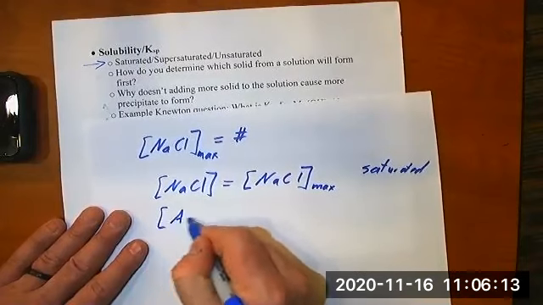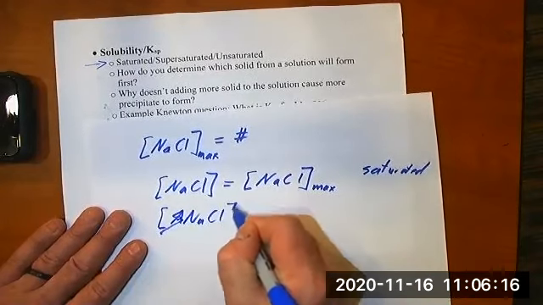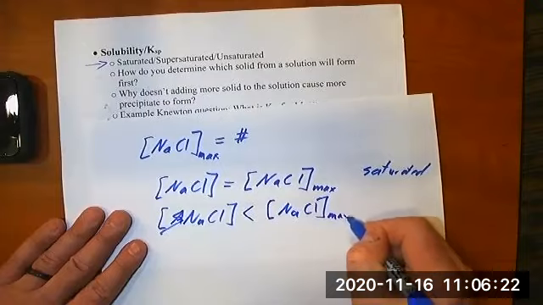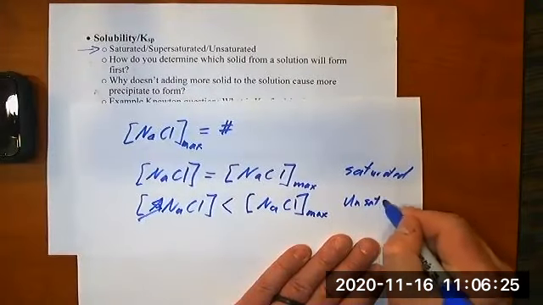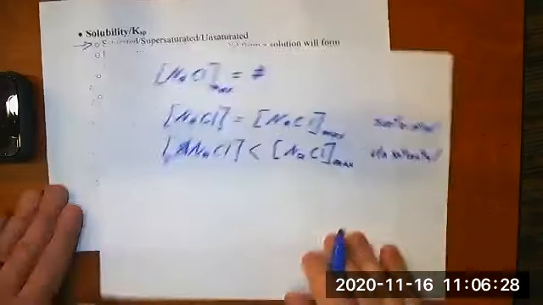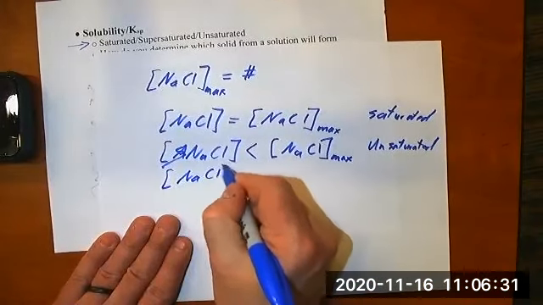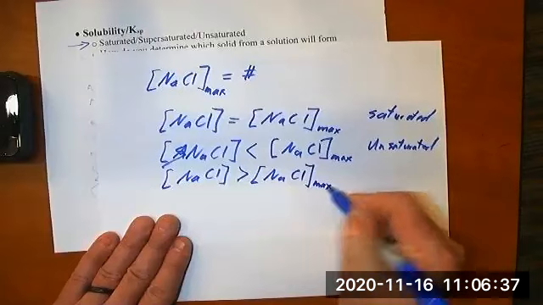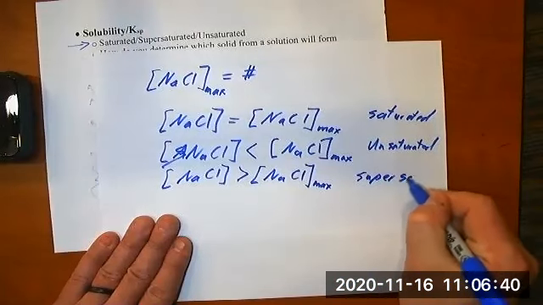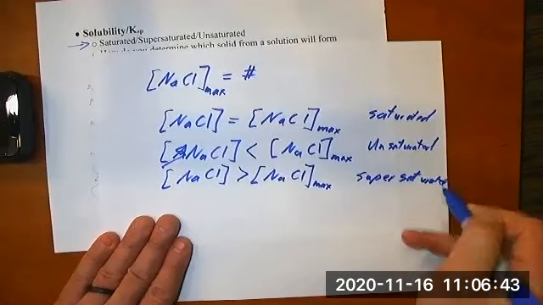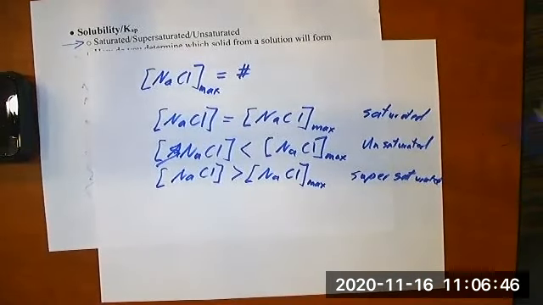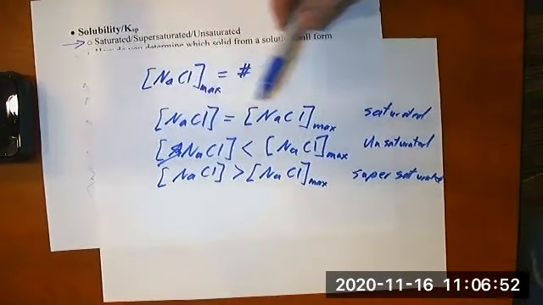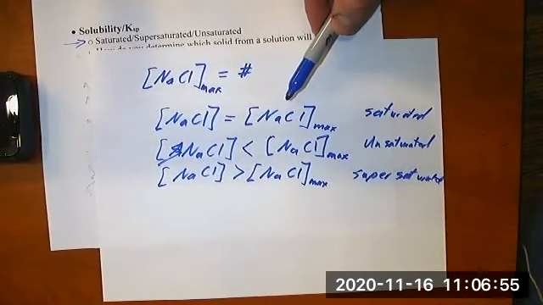If our actual concentration is less than that maximum value, that is an unsaturated solution. If our actual concentration is greater than that maximum concentration, then it is a supersaturated solution. And so this is the only real criteria that matters here, is how the actual concentration of your sample compares to this theoretical maximum you can have.